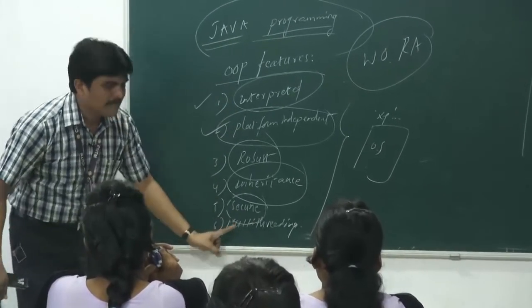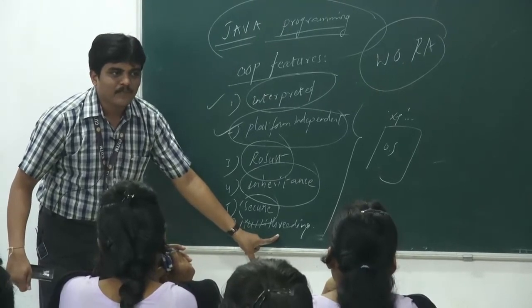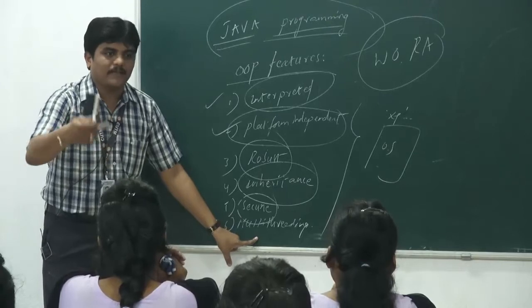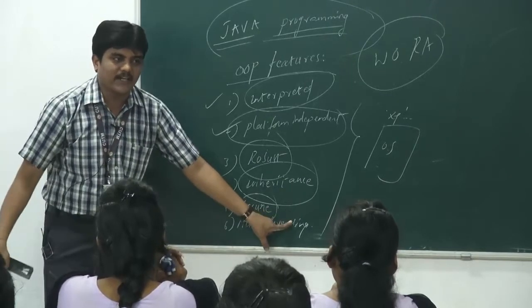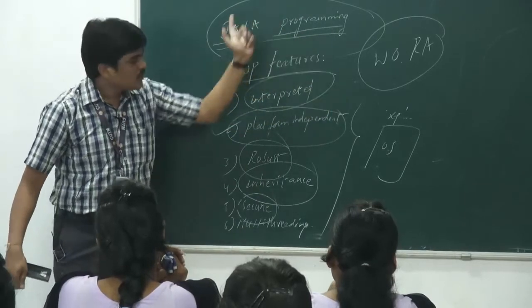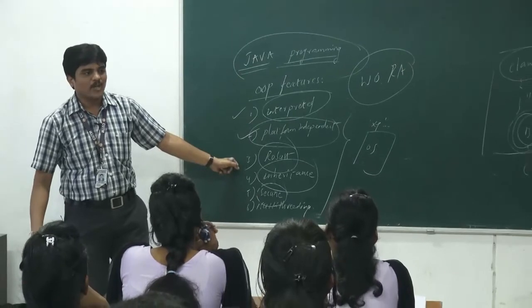Okay, next one is multi-threading. Multi-threading means we can execute a number of processes, a number of threads, in parallel. That is called multi-threading. We will have a brief discussion in the next classes. So this is about some of the major features. All of you clear this one?